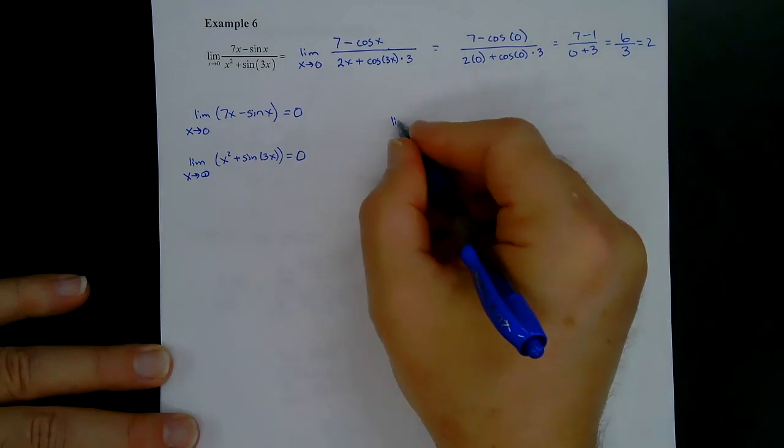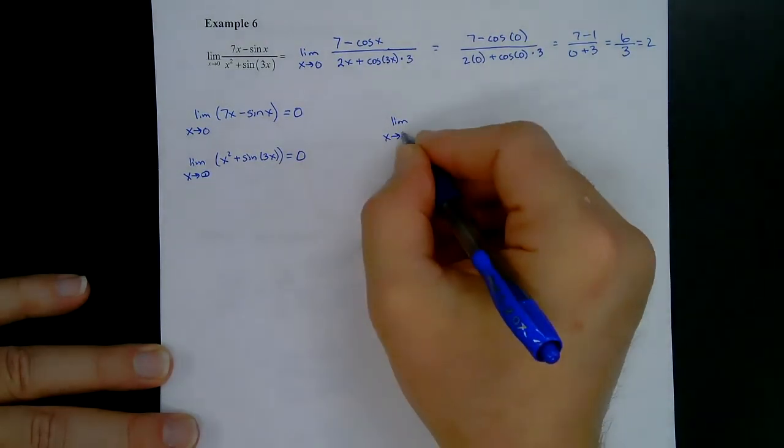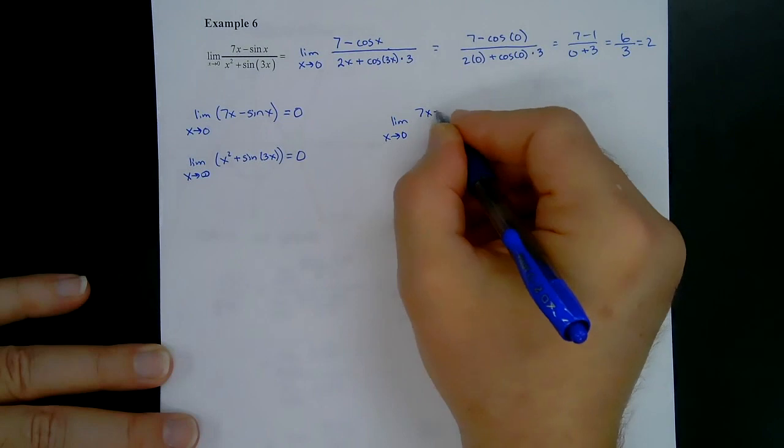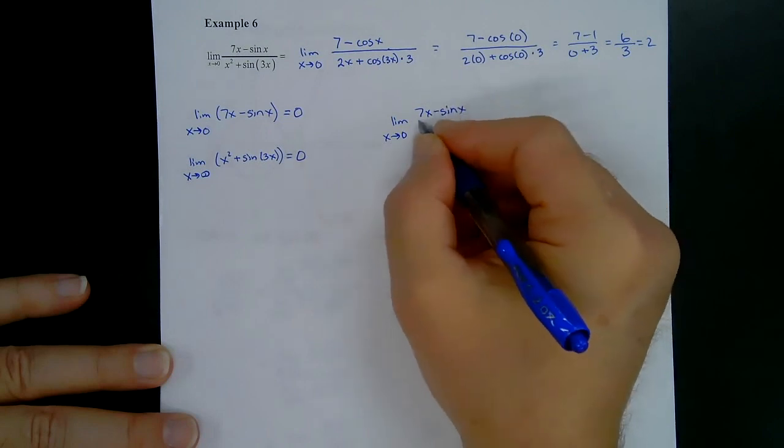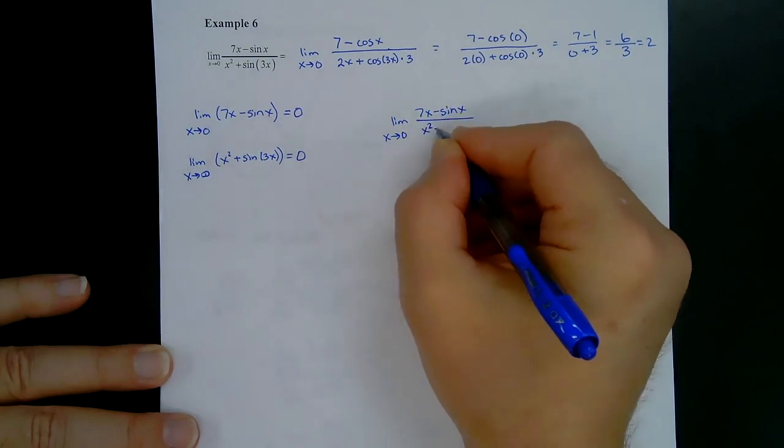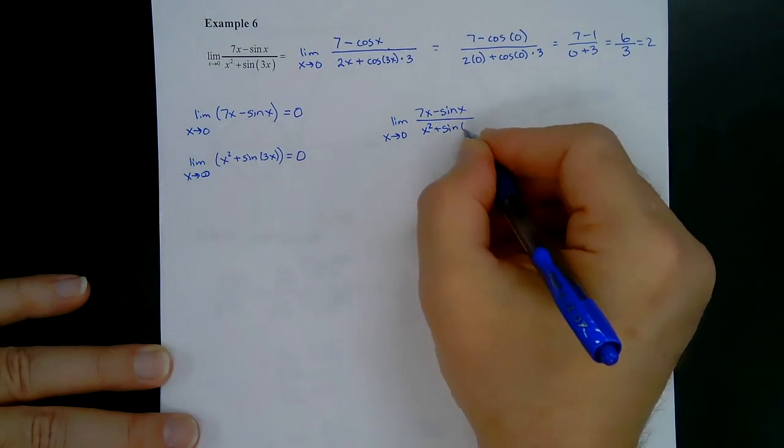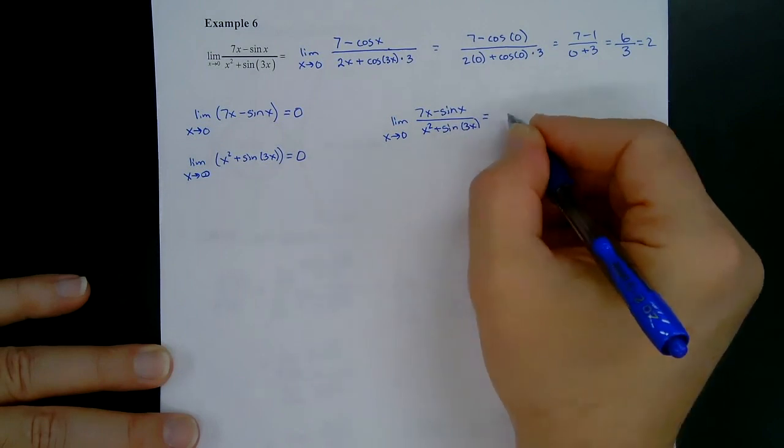So from this, we know that the limit as x approaches 0 of 7x minus sine x over x squared plus sine of 3x must equal 2.